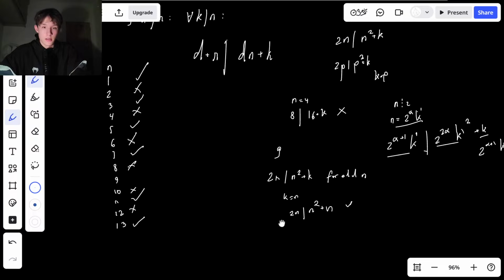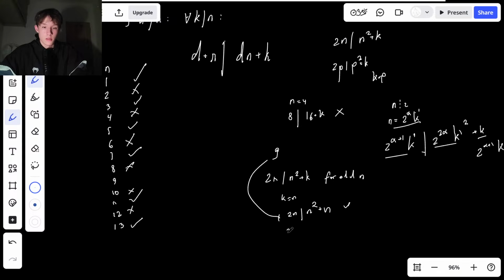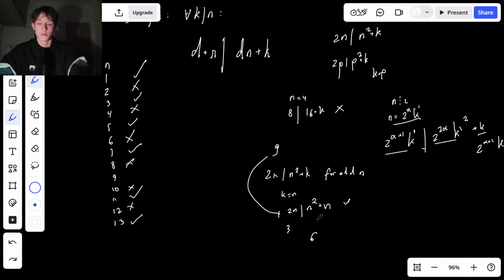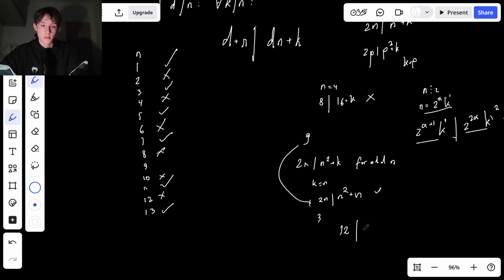So the only interesting thing is 3, for example, for 9. That's the only interesting thing to check. So 6 should divide, wait, so d plus n, so 9 plus 3, so 12, should divide d times n, so 3 times 9, 27, plus k. And k divides 9. So k equals 3 doesn't work, k equals 9 works. So not only primes work, this k equals 9 works for sure.